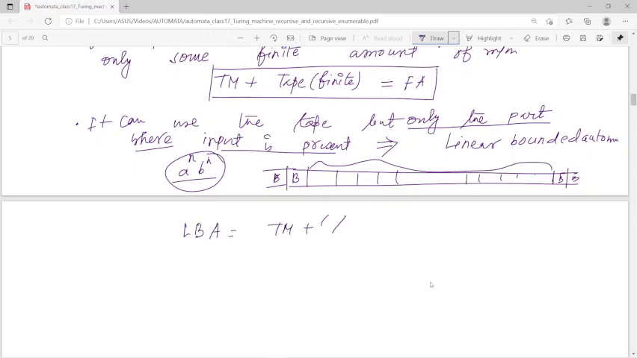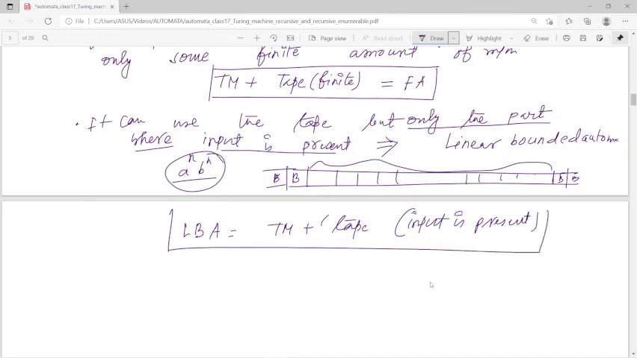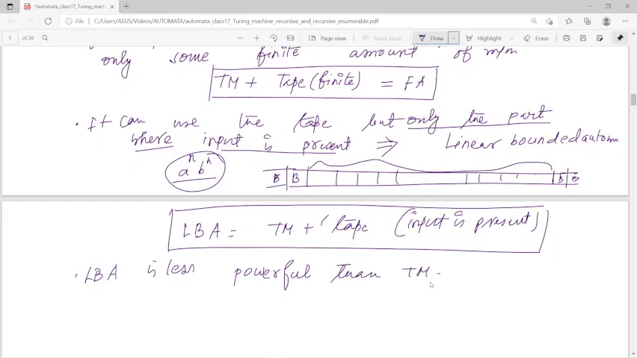টিউরিং মেশিন, and the content of the tape, that means input is present. That is called linear bounded automata. And of course এখানে বুঝতে পারছো যে LBA, linear bounded automata, that is less powerful than Turing machine, right? But LBA, this linear bounded automata, is powerful in terms of recognition of language than PDA.